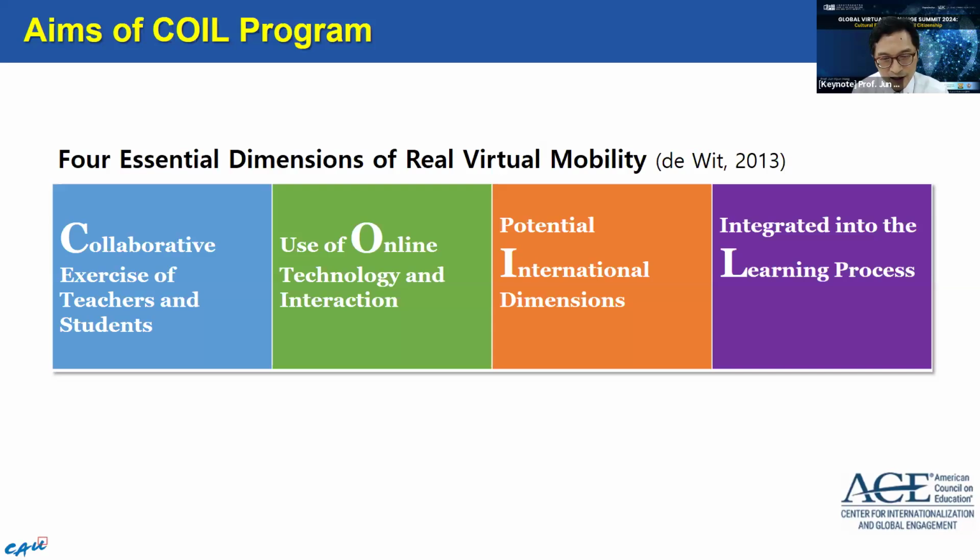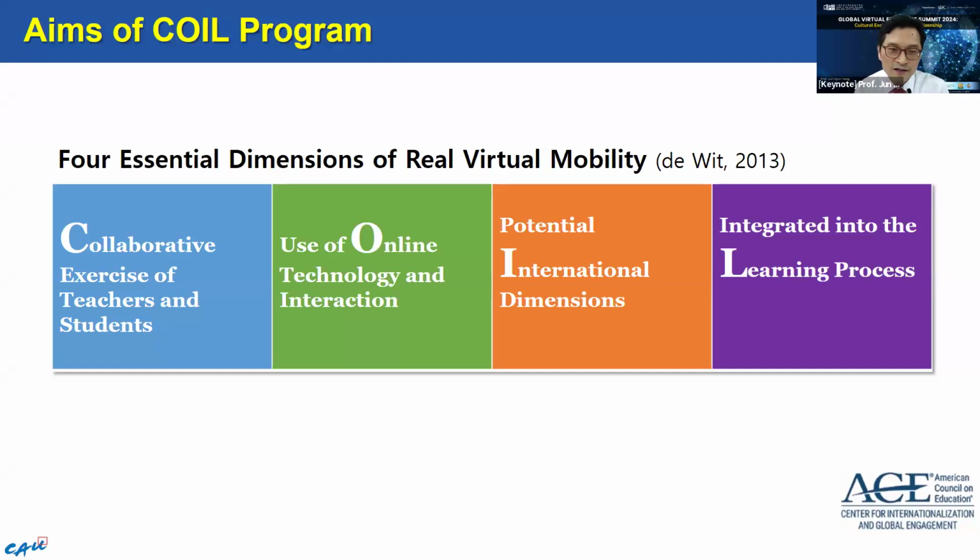To elaborate the definition by the SUNY COIL Center, I just want to cite the four essential dimensions of a real virtual mobility, written by de Wit, a very famous international education specialist. In COIL, the C means collaborative exercise of teachers and students. So the first essential dimension is collaboration. The second is the use of online technology and online interactions. The third one, I, means this kind of learning should have a potential international dimension. It's not just a single domestic thing.